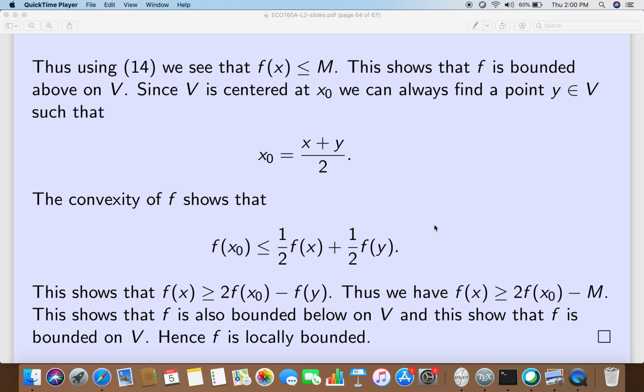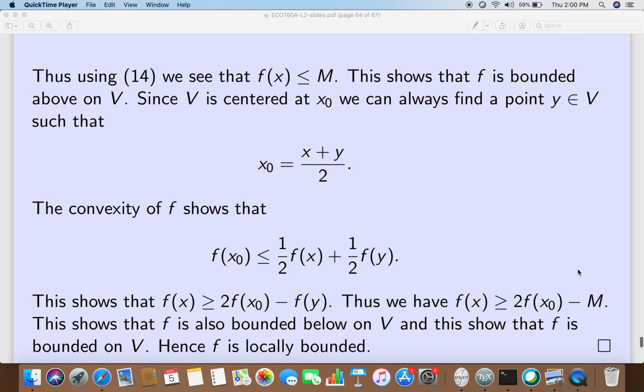Any point y, but we know that f(y) is less than or equal to M, which we have already proved, because f(x) is less than or equal to M for any x, since x was arbitrary. So from here I can write f(x) is greater than or equal to 2f(x0) minus f(y), but f(y) is less than or equal to M, so minus f(y) is greater than or equal to minus M. So what I get is f(x) is greater than or equal to 2f(x0) minus M. x0 is fixed, so 2f(x0) is a fixed value, and minus M is a number, so there is a fixed number. So f is actually bounded below also, which means f is both bounded below and above on V, and hence f is locally bounded.